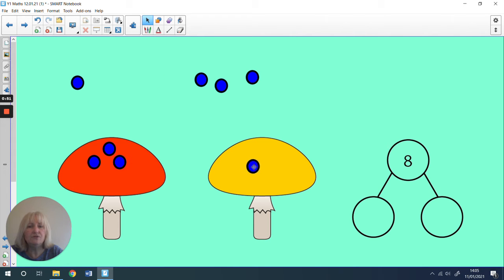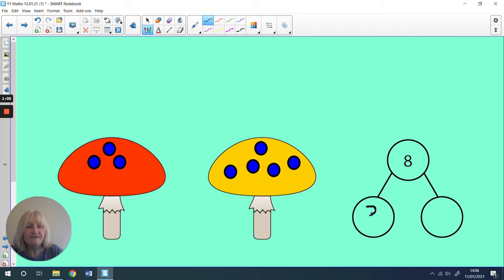the yellow toadstool. We might have 3 on the red and 5 on the yellow, because 3 add 5 totals 8. So that makes the sum of 8. 8 is the whole and 3 and 5 are the parts.